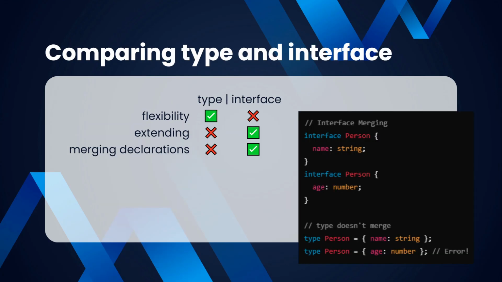Comparing type and interface. Flexibility. Type can define primitive, union, intersection, and more complex types, while interface is mostly for defining object shapes. Extending. Interface supports extension through extends, while type supports it through intersections. Merging declarations. Interface declarations with the same name automatically merge. Type does not support declaration merging.